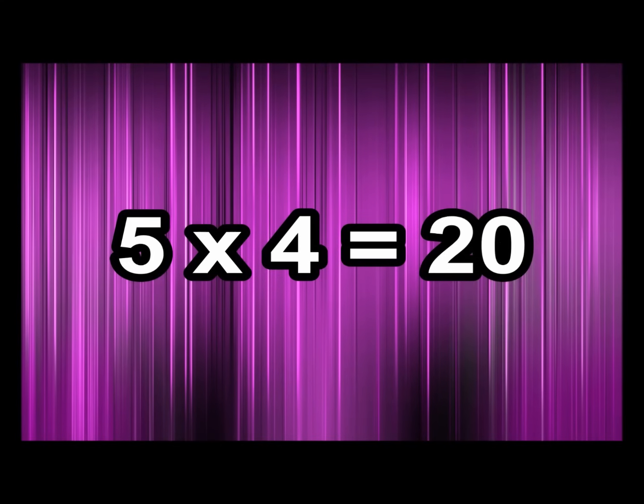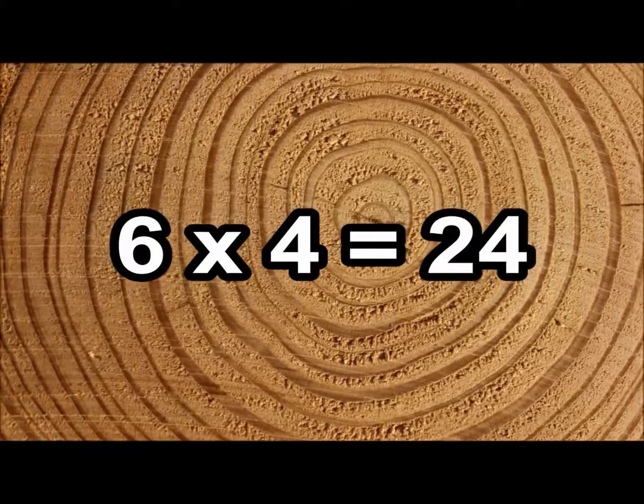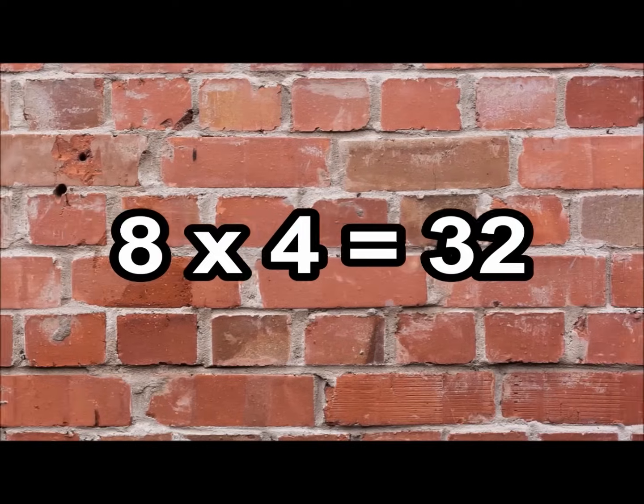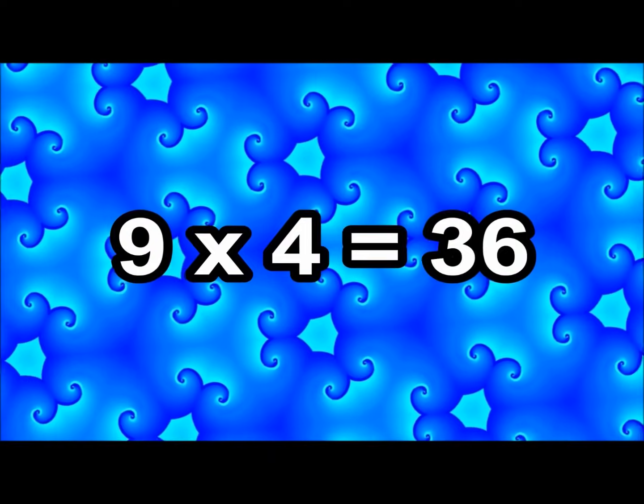4 times 4 is 16. 5 times 4 is 20. 6 times 4 is 24. 7 times 4 is 28. 8 times 4 is 32. 9 times 4 is 36.